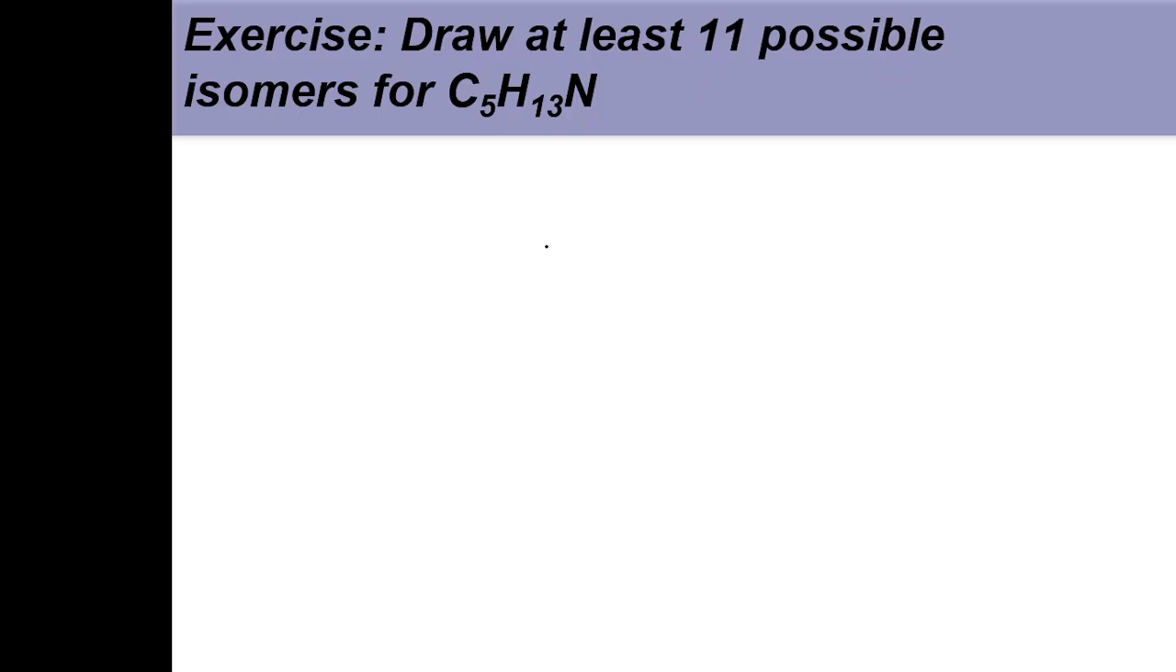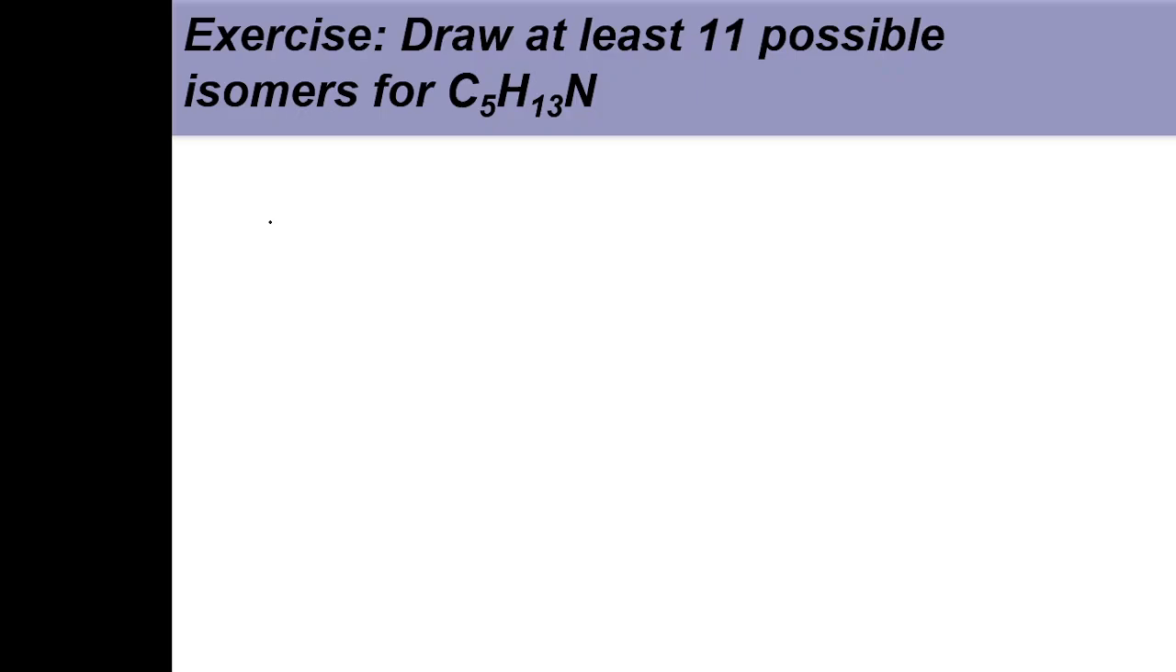You can pause the video here, see if you can come up with some of the constitutional isomers of C5H13N. Try to come up with at least more than 10, even though there are possibly more than 11 constitutional isomers. In this case, you do want to keep in mind nitrogen can have a maximum of 3 bonds.